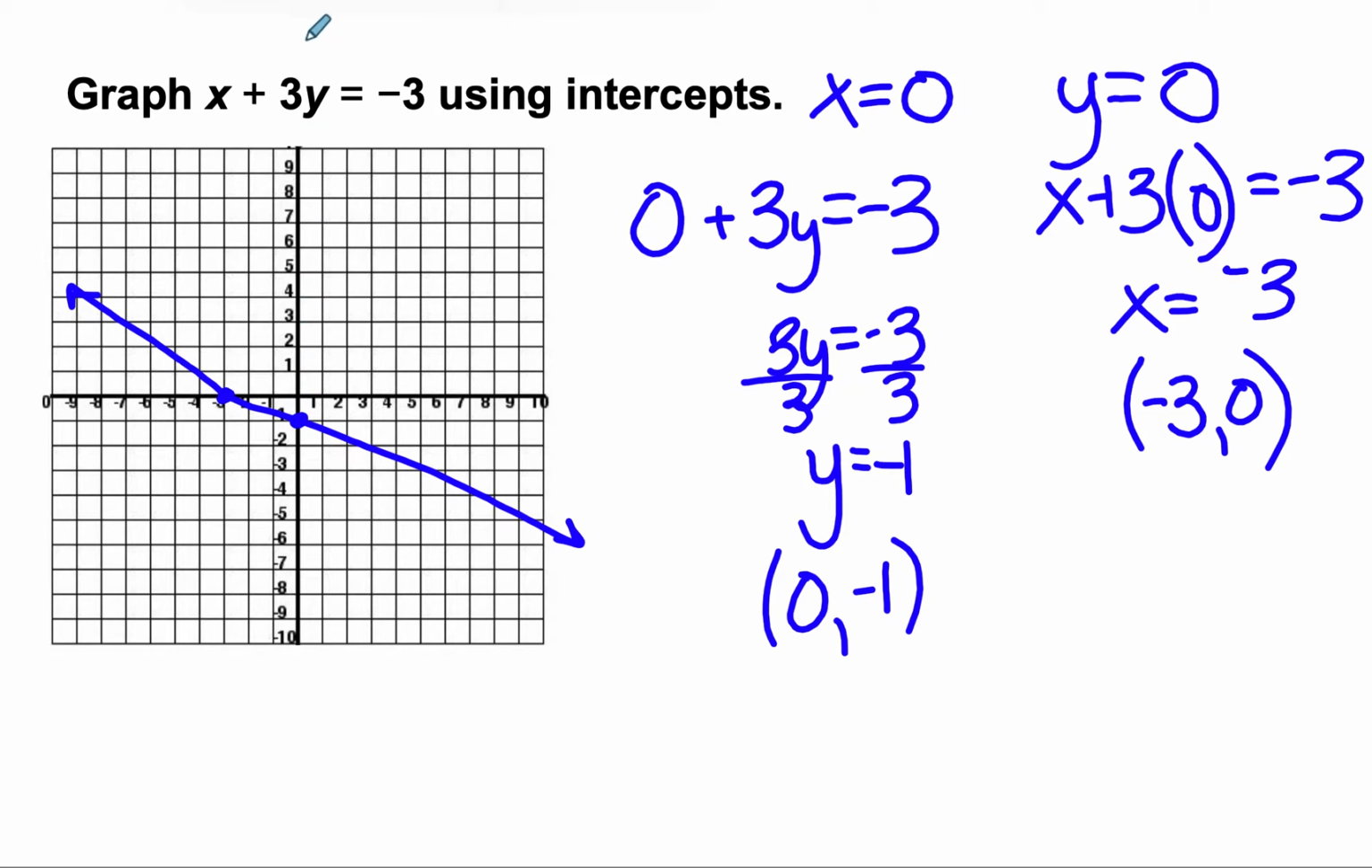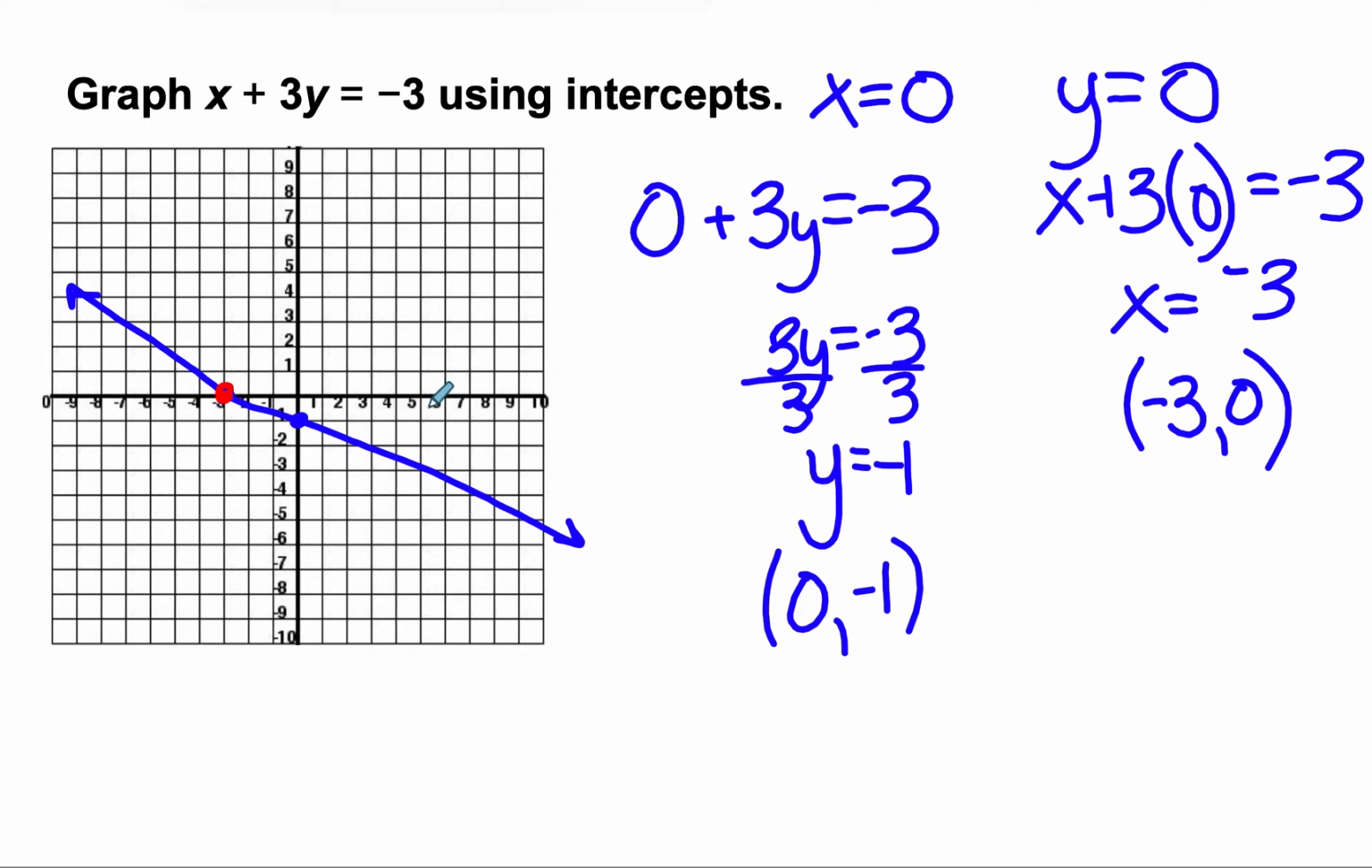Then I do the same thing and I solve for y. So now instead of putting in 0 for x, I'm putting in 0 for y. This is going to give me my x-intercept. So when y equals 0, I put in 0 for y. 3 times 0 is 0. So all I'm left with is x equals -3. That means I hit the x-axis at -3. So my x-intercept is right here. The x value is -3 when the y value is 0, that's where that ordered pair comes from.